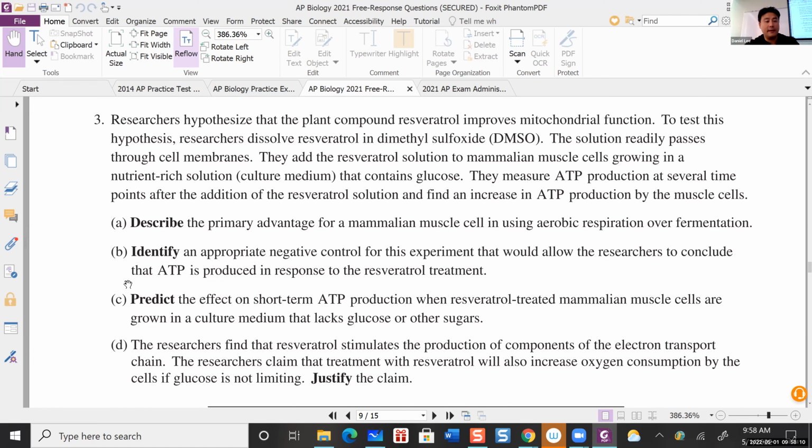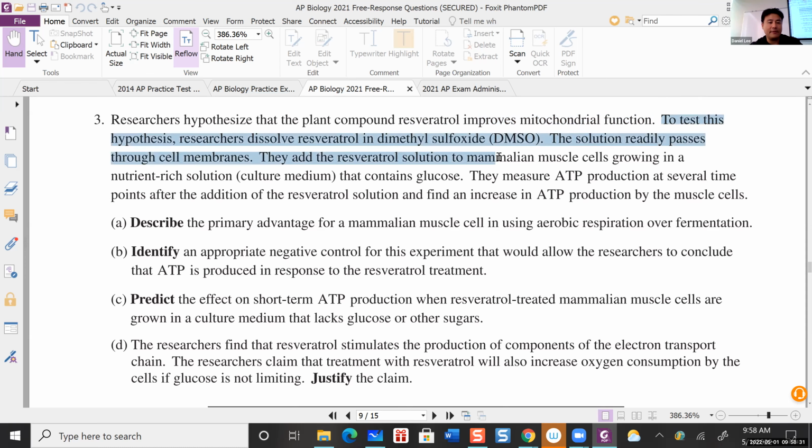All right, let's look at the last one here. We have a researcher who hypothesized that the plant compound called resveratrol, I don't know how to pronounce it, so just the compound, improves mitochondrial function. Well, that's important. So again, when you do this, you're learning about new things. So what does that mean?